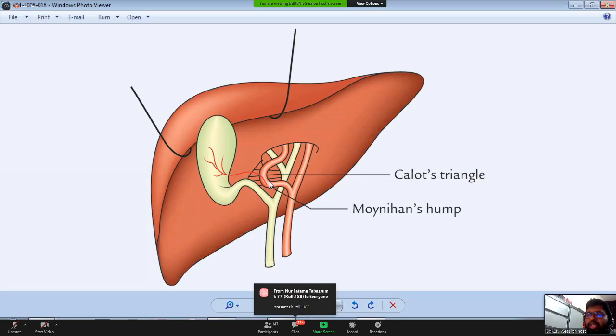Referred pain is that, suppose the pain is in the heart actually, but we feel the pain in the neck, a cheek, or in the hand, left hand, right? Or we feel the pain in the back. Similarly the pain is in the gallbladder, that is, it is in the right hypochondriac region, but we actually feel it later in the shoulder, tip of the shoulder region. Why?